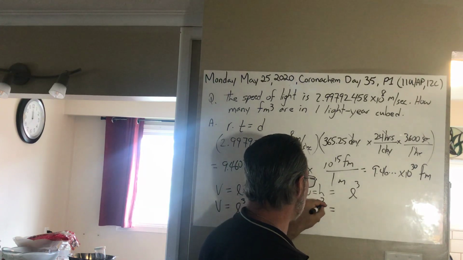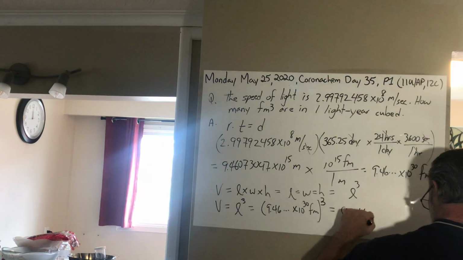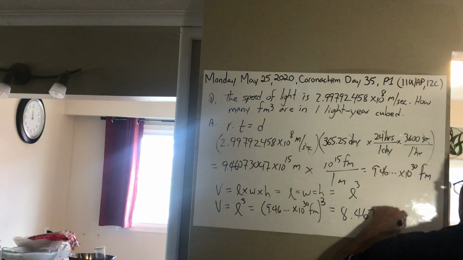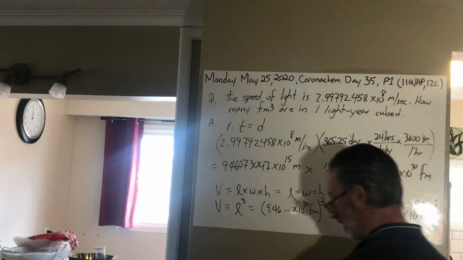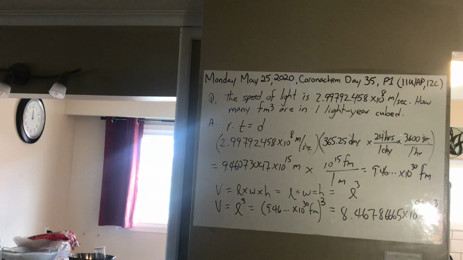What you get as an answer is 8.4667, 86665 times 10 to the power of 92 femtometers cubed. I guarantee you that's probably the biggest number you're ever going to use in a scientific calculation.